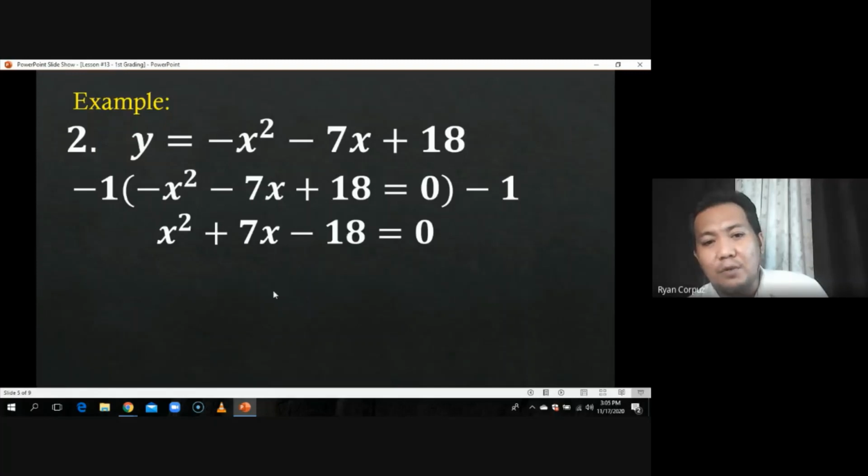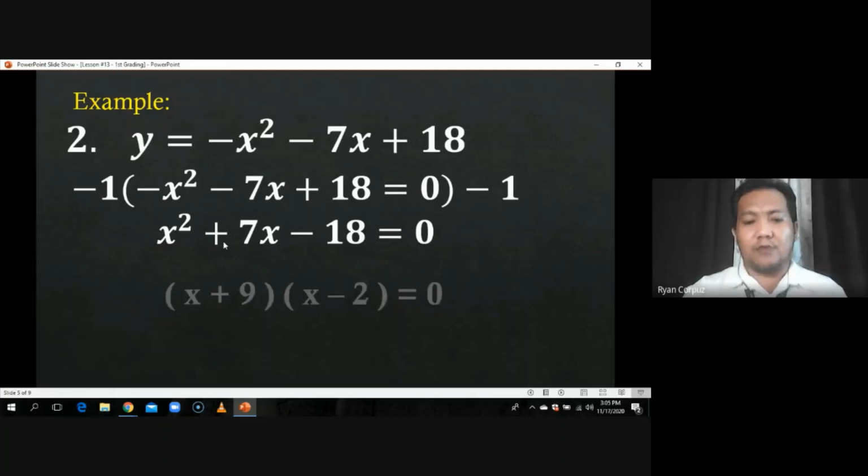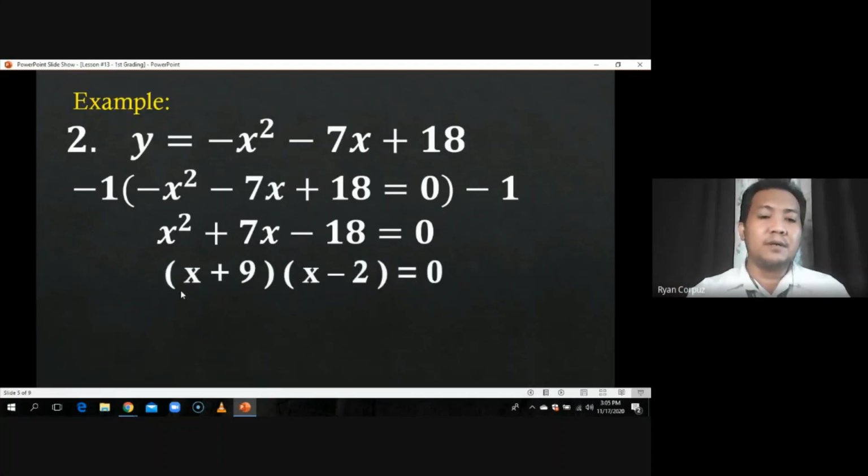So since the product is negative, it means one of 9 and 2 is negative. So which one is negative? Look now at the middle operation. The middle operation is plus. That means the bigger number is positive. The bigger number is 9. So 9 is positive, and 2 is negative. So the factors of x squared would be x times x. Then plus 9 for positive 9 and minus 2 for negative 2 equal to 0.